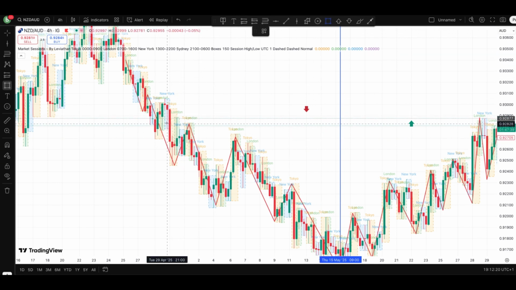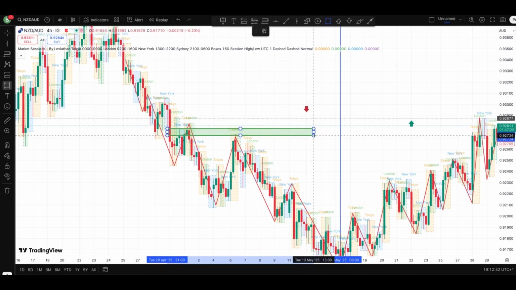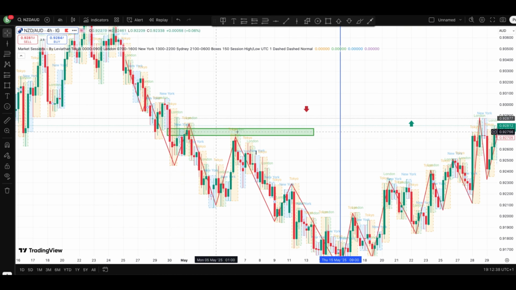I can see that in my candle 1, candle 2, and candle 3. So between candle 1 and candle 3, there was a gap at this point, right? There was a gap at this point. So this is a gap. My candle 1 and candle 3 created this gap in between.